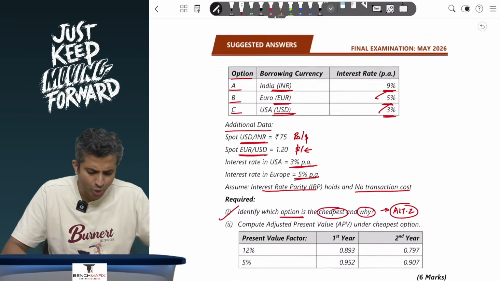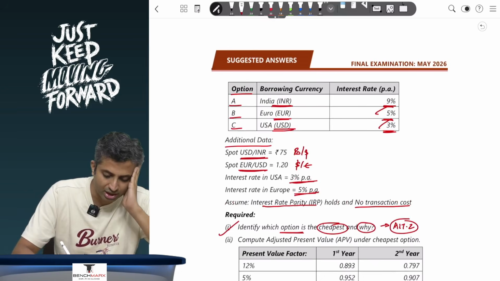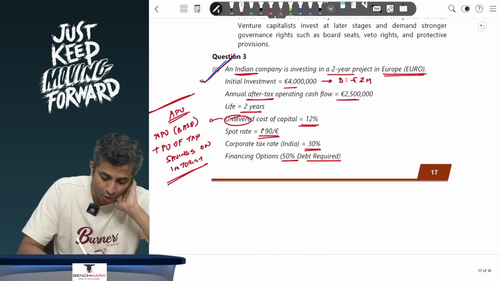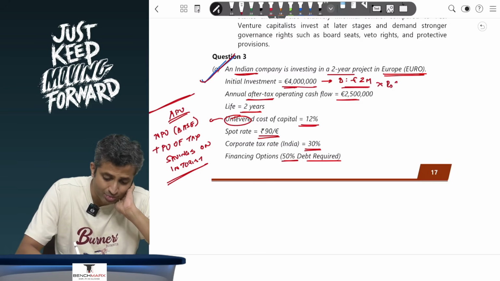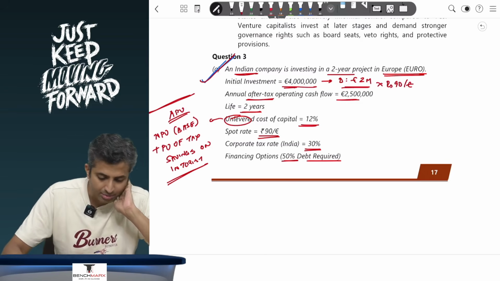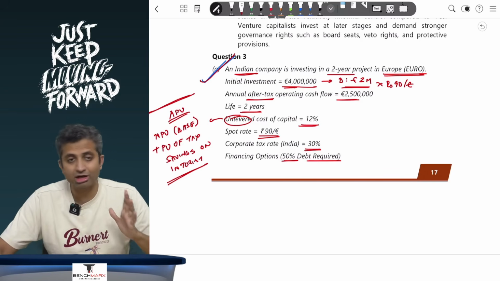Well, we'll say that, well, you know what, let me borrow in India. If I have to borrow in India, what is the amount that I'll have to borrow? Well, this is 4 million. 50% is the debt, so that is 2 million into rupees. Well, today's rate is rupees 90 per euro. Now, on an Indian borrowing, this is 2 million euro into 90, that is around 180 million.